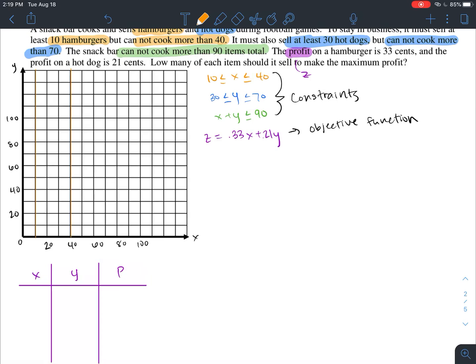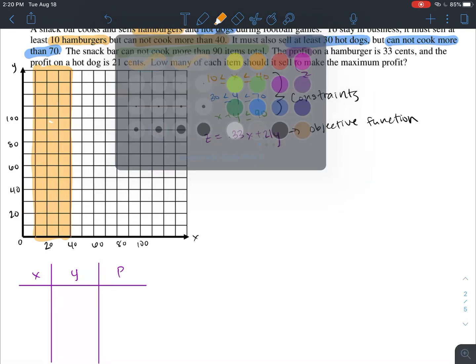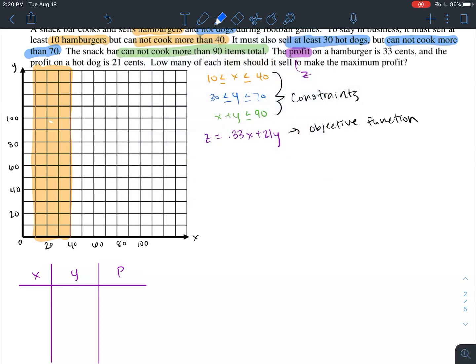There we go. So there's our X value. It is between 10 and 40. So let's go ahead, shade in that region right there. Okay. Let's go to our blue equation now. This is our Y variable. So this is saying that Y is between 30 and 70. So 30 being right there, and 70.